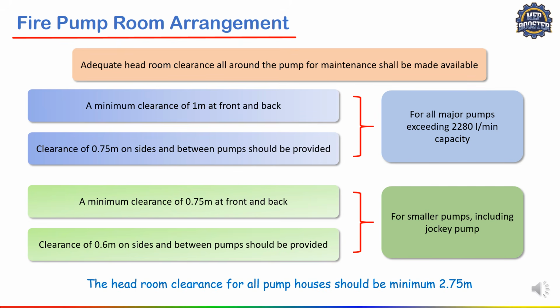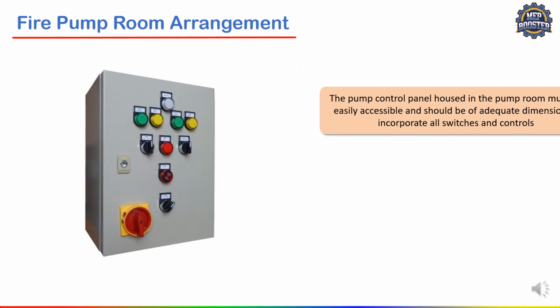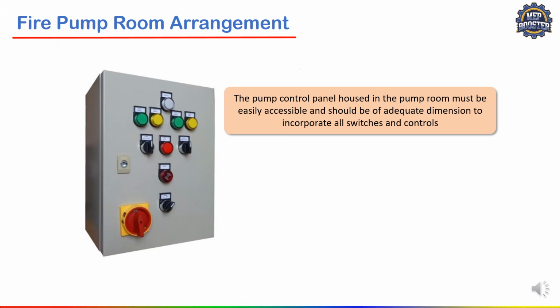The headroom clearance for all pump houses should be minimum 2.75 meter. Now here, see, the pump control panel housed in the pump room must be easily accessible and should be of adequate dimension to incorporate all switches and control. So the pump controller or panel should be what is given here.